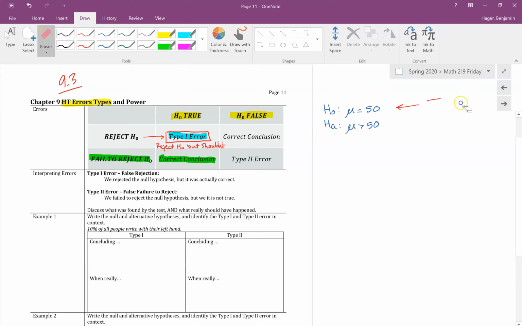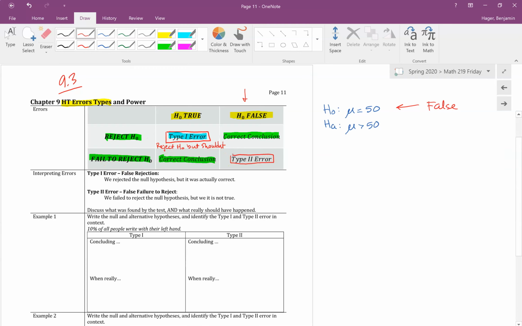The other scenario that can happen is maybe the null is false. So maybe this is wrong, and truly the mean is not 50. The correct thing to do would be to reject it then, right? So the correct thing in this case would be to get rid of the null. Because in this case, the null is false, so we hope our test makes us get rid of it. The wrong thing would be to fail to reject it. Fail to reject it means we're not going to get rid of it.